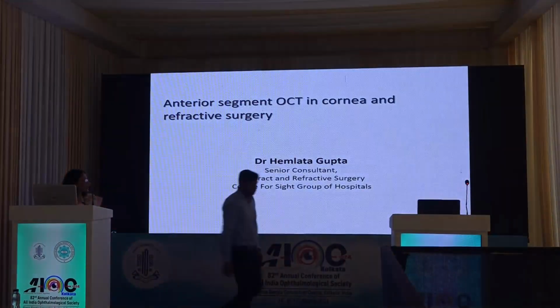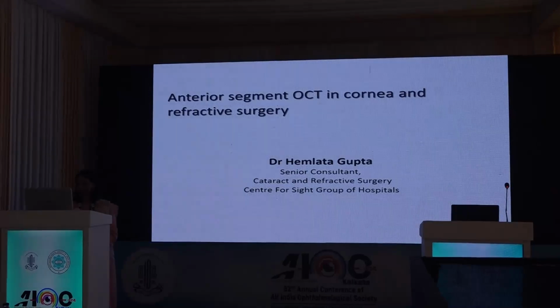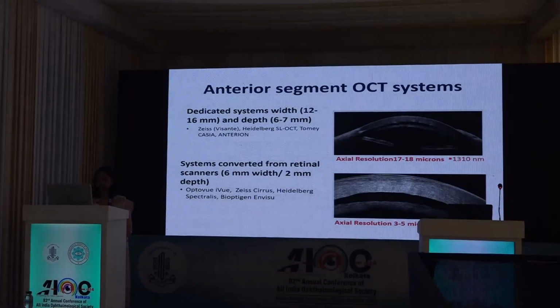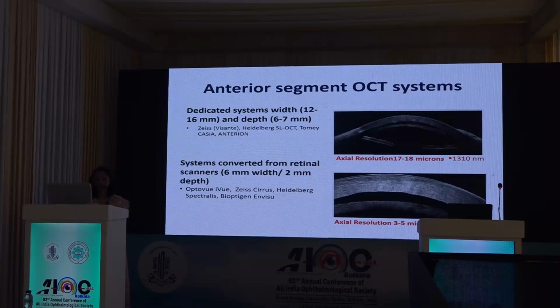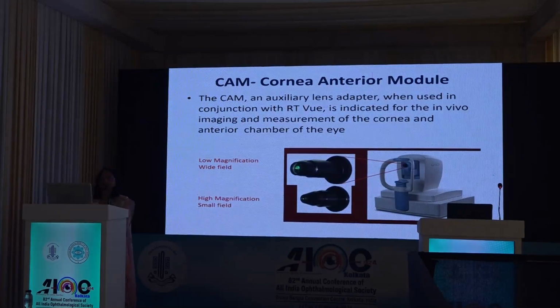So I'll be talking about the applications of anterior segment OCT. And before I proceed, just a brief about the existing AS-OCT systems. There are two types of systems. One is dedicated systems that use the wavelength of 1310 nanometers and provide us with deeper and wider scans. And then there are systems converted from the retinal scanners where the wavelength used is 830 nanometers. The resolution is very high, but the scans are shorter in length. The systems that are converted from retinal scanners, we need to use certain adapter lenses for the various scan options.